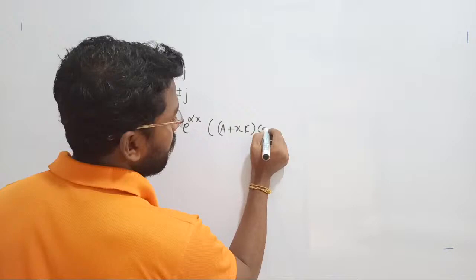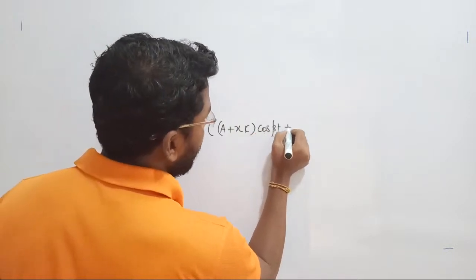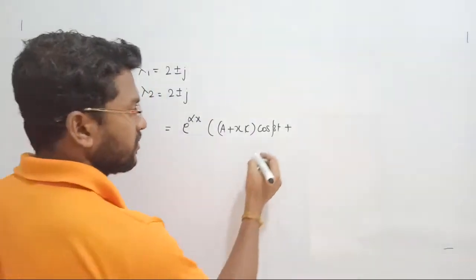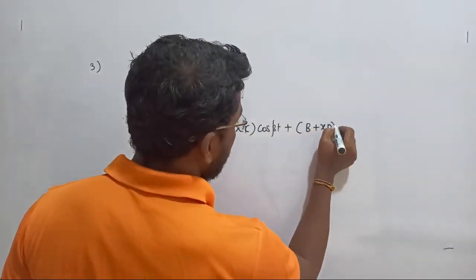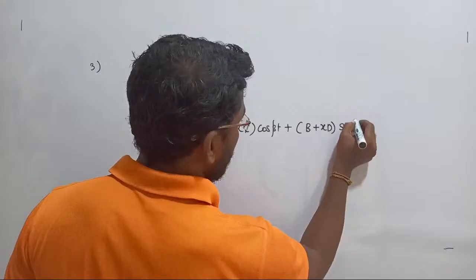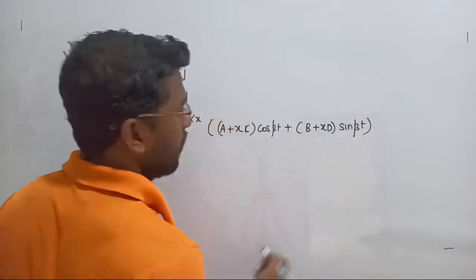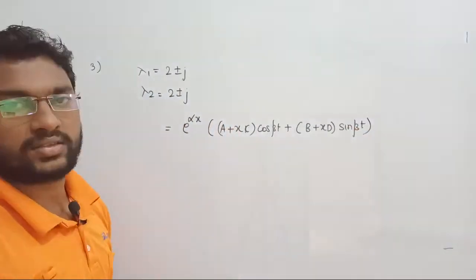I think c into cos beta t. For repeated roots we have to write the solution like this. Similarly, we have to write b plus x times of d into sin beta t. We have to write the solution like this.